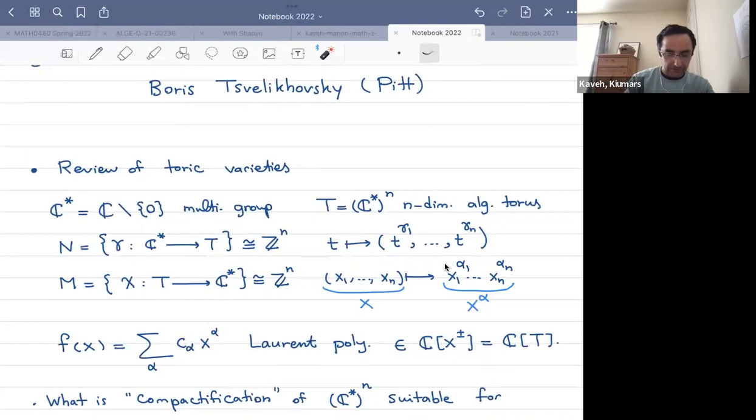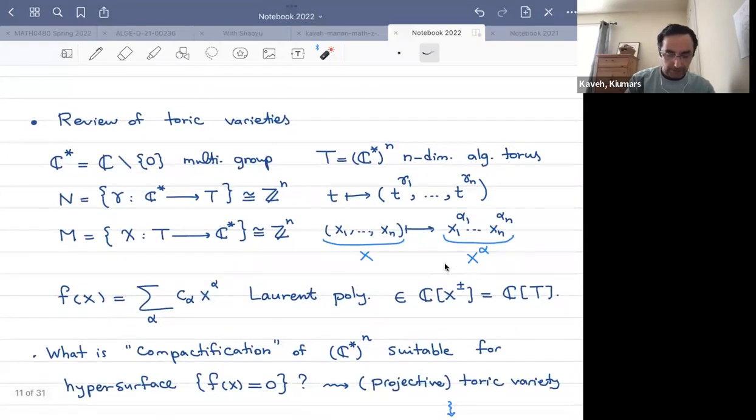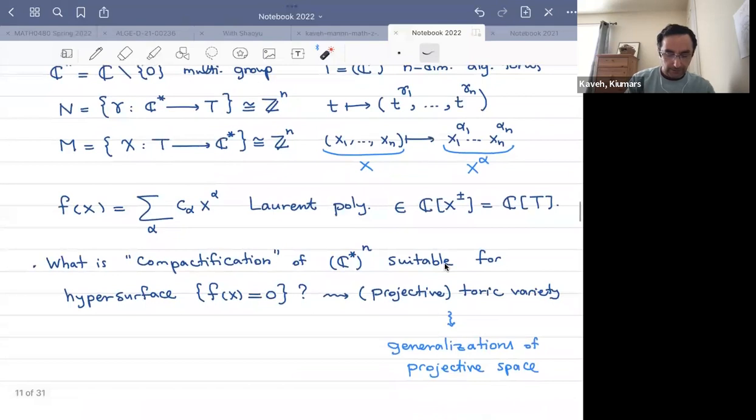Okay, so quick review of toric varieties. I'll work over C, complex numbers, but other algebraically closed fields work too. C star is C minus 0. The algebraic torus is C star to the n. It has a lattice of cocharacters, or one parameter subgroups, and a lattice of characters. t goes to powers of t is a one parameter subgroup. A vector of coordinates on the torus going to a monomial is a character. Laurent polynomials are the coordinate ring of the torus.